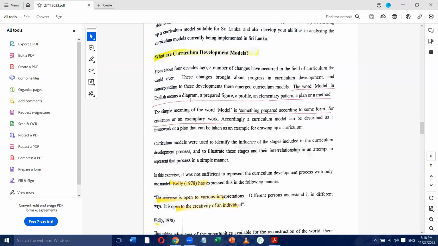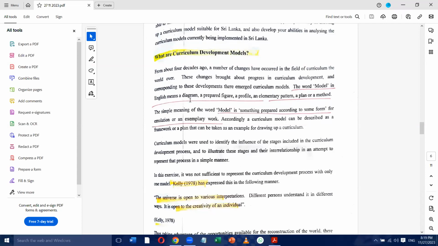Right? Emulating means imitating something, doing like something. So accordingly, a curriculum model can be described as a framework or a plan that can be taken as an example for drawing up a curriculum. Curriculum models are used to identify the influence of the stages included in the curriculum development process, and to illustrate these stages and their interrelationships in an attempt to represent that process in a simple manner.